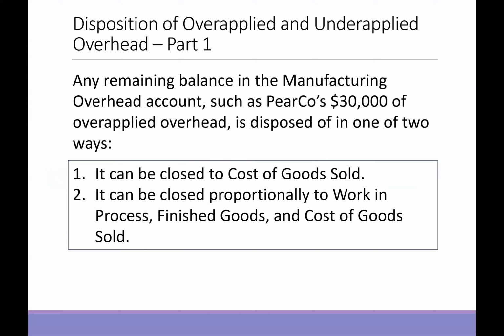So what we need to do, we need to balance it out. The way we balance it is close it out to cost of goods sold, or we can also apportion it to the various accounts that are happening, work in process, finished goods, and cost of goods sold, based on the percentages.